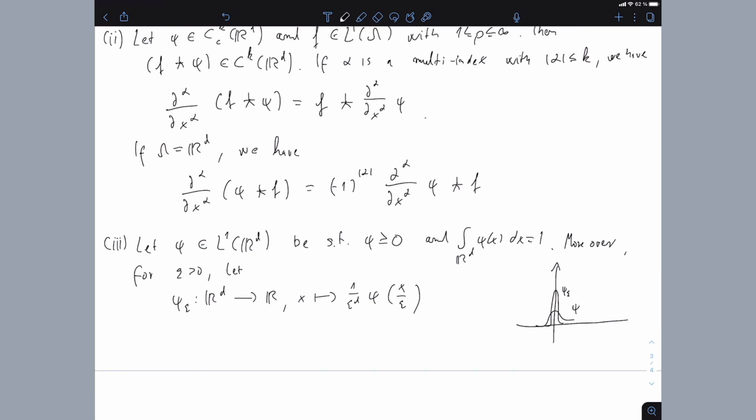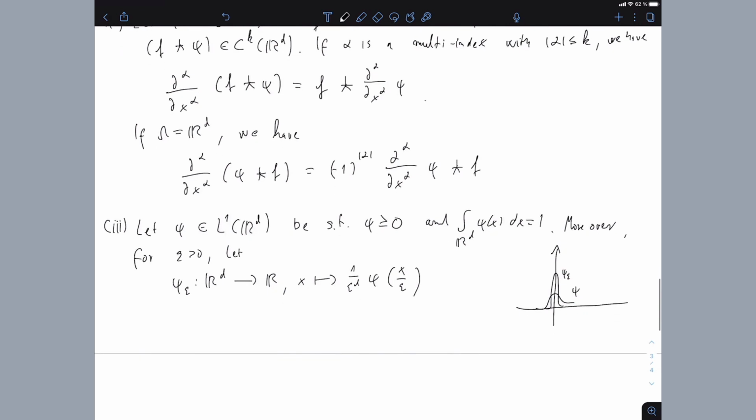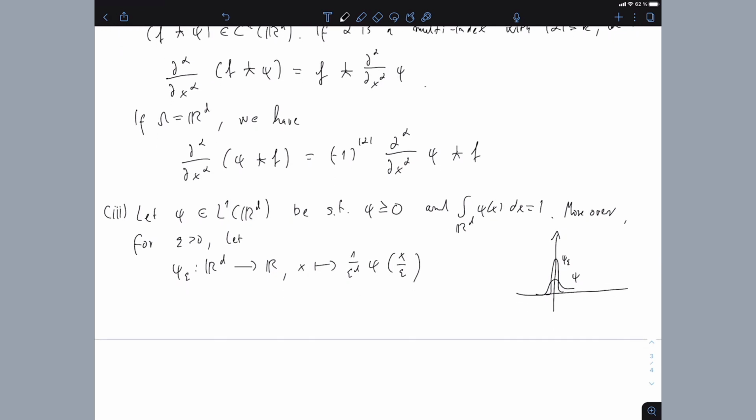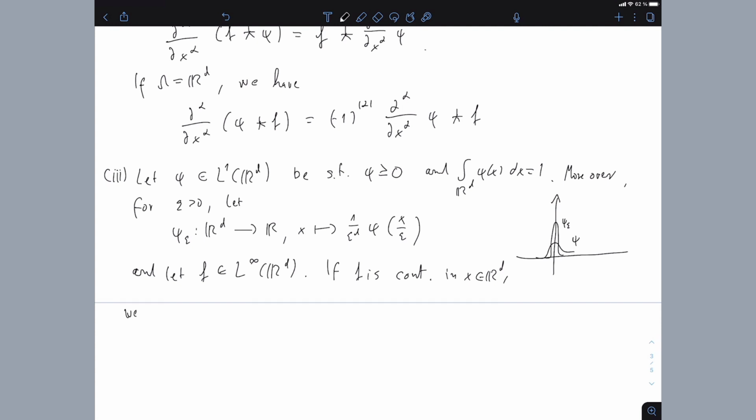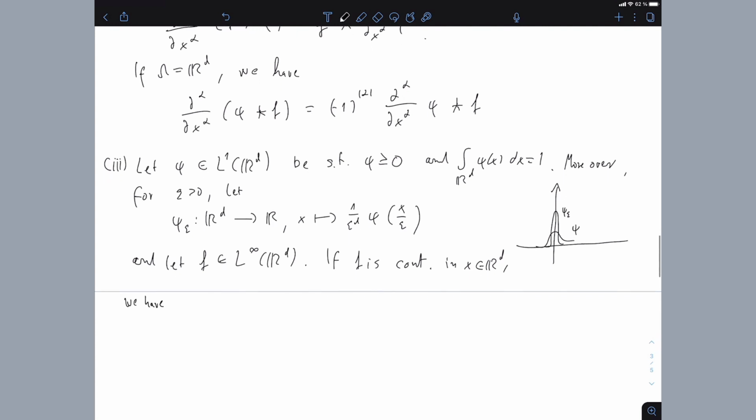So what do we need this for? We also take an f in L infinity, so something that is bounded. And if f is continuous at one position x, now a more technical argument, we have the following.